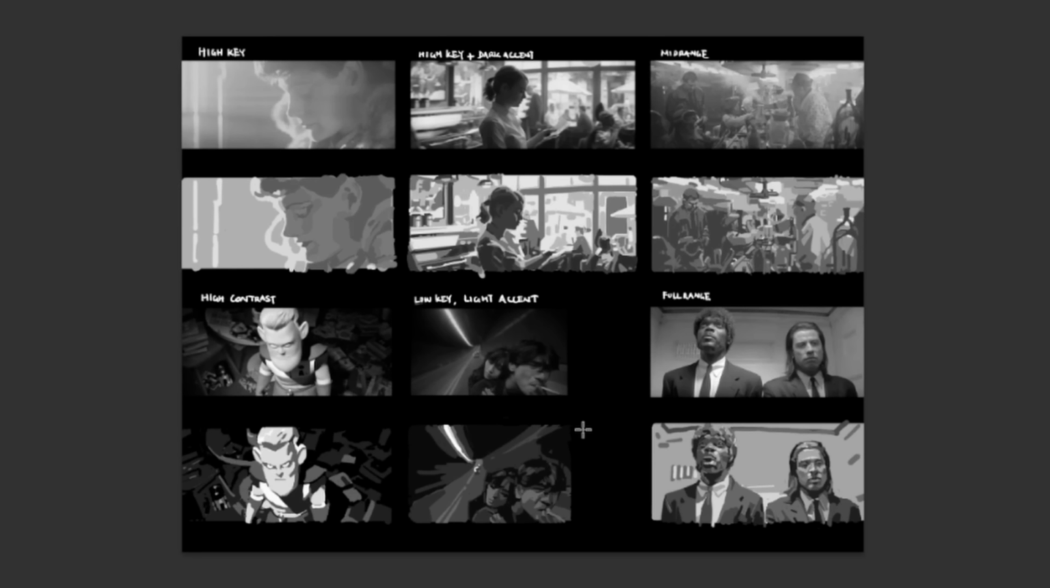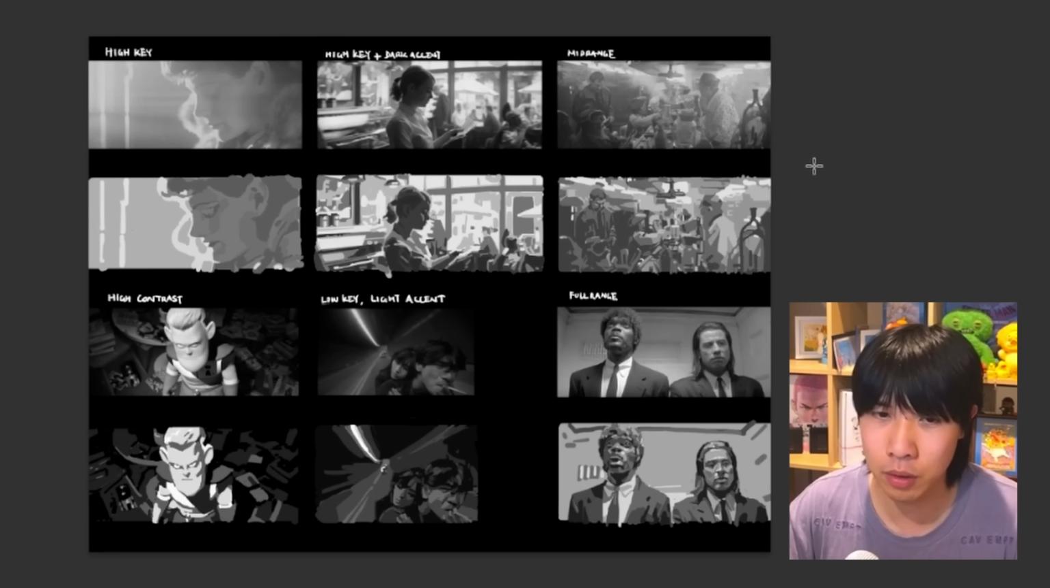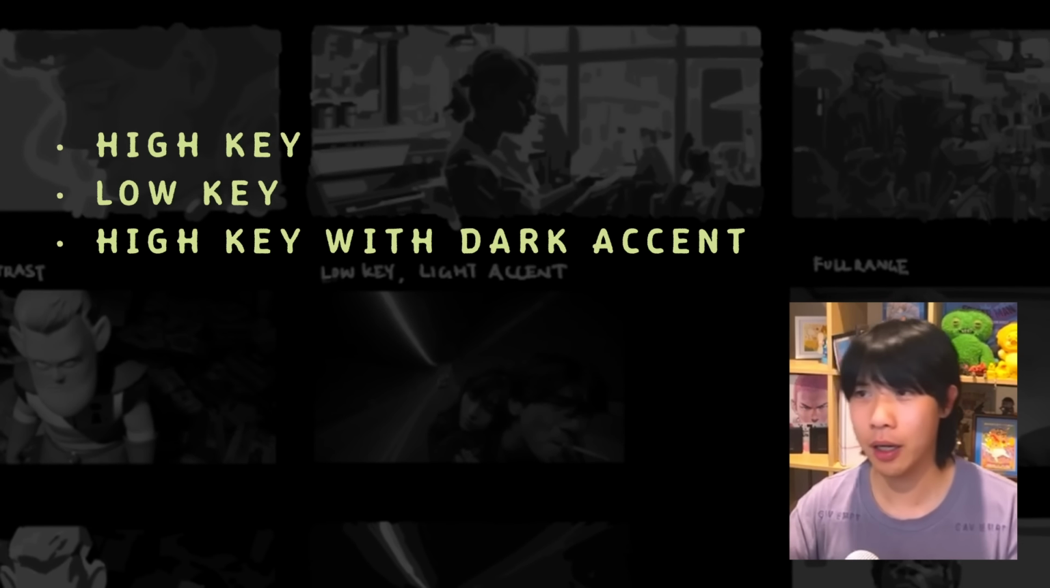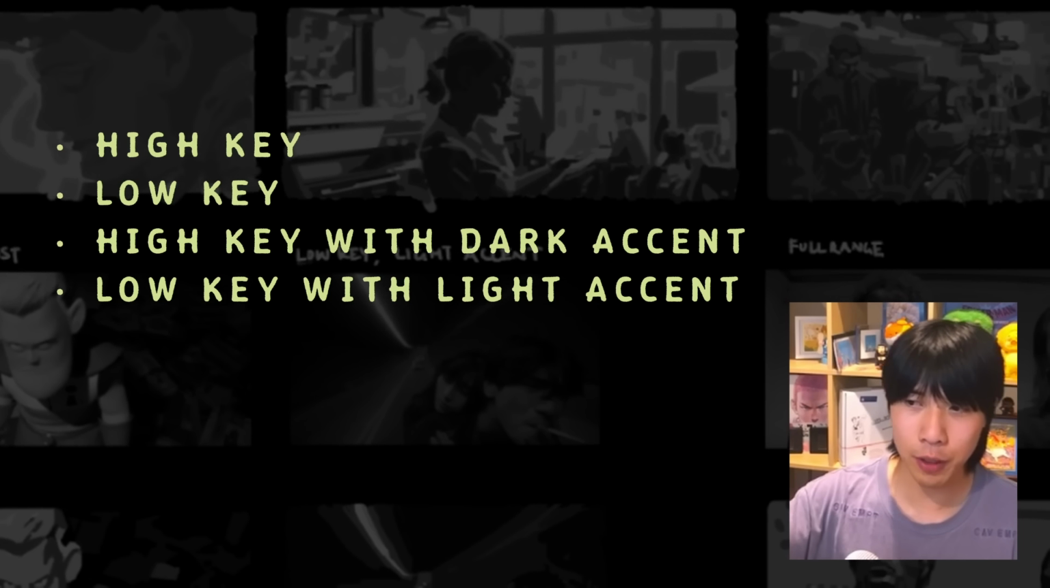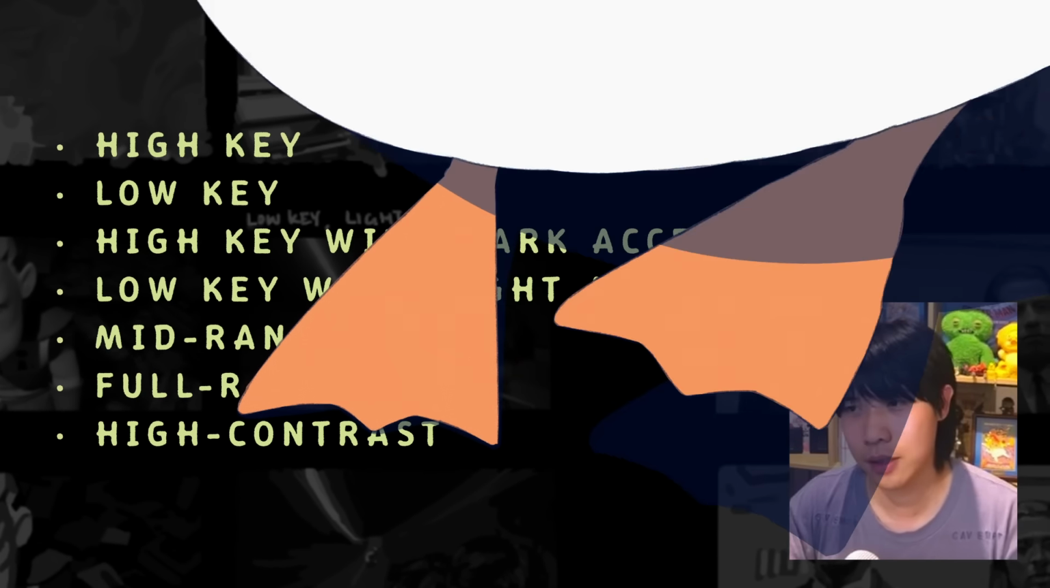Those are the six or seven lighting structures that we need to be able to identify, because when we're studying, we don't just want to copy something, we want to understand the intent and try to recreate the intent. Simplify it to its most minimal structure, but still get the point across. High key, low key, high key with dark accent, low key with light accent, mid-range, full range, and then high contrast.